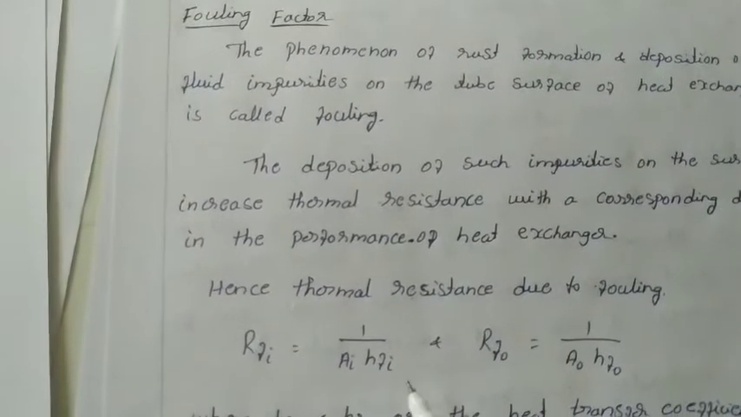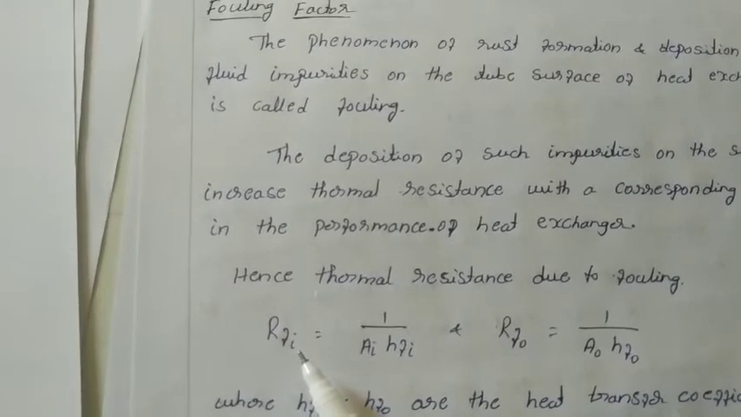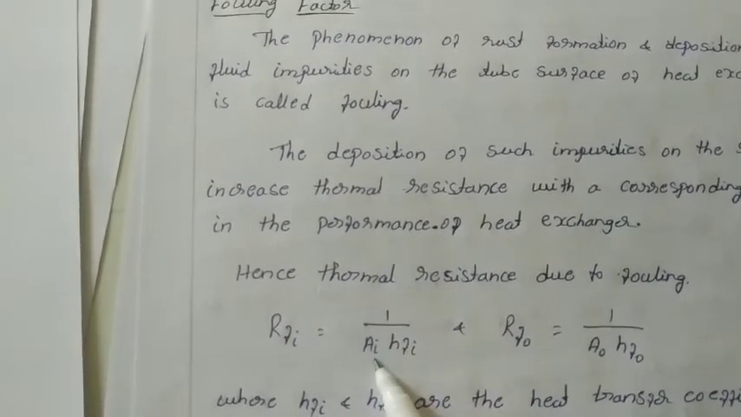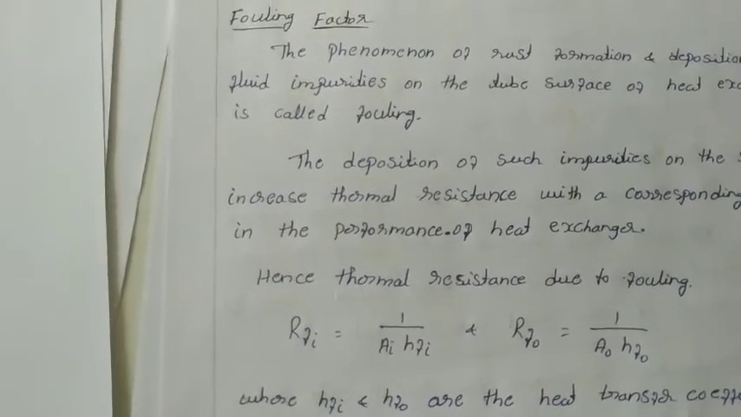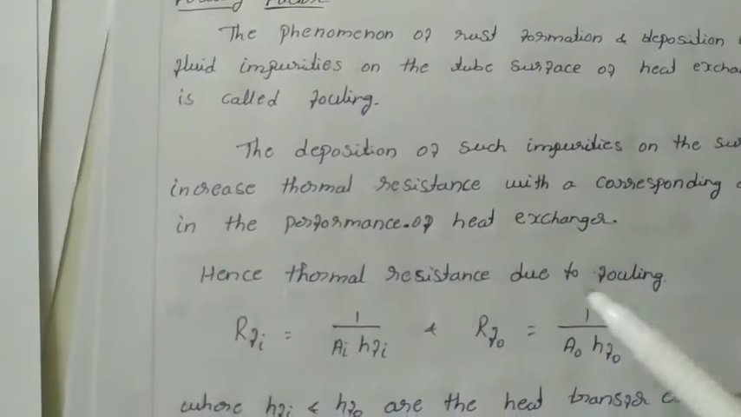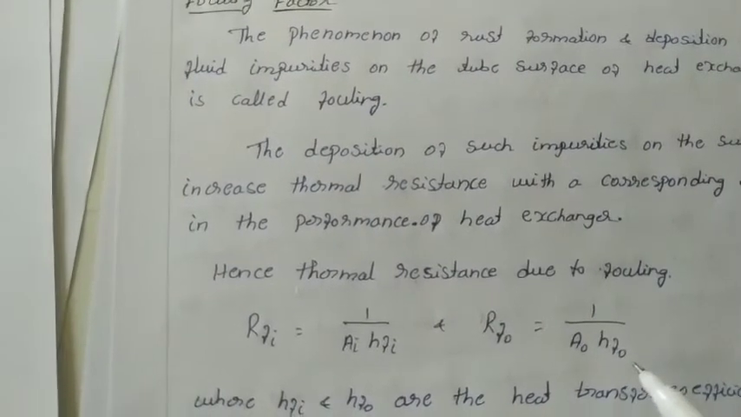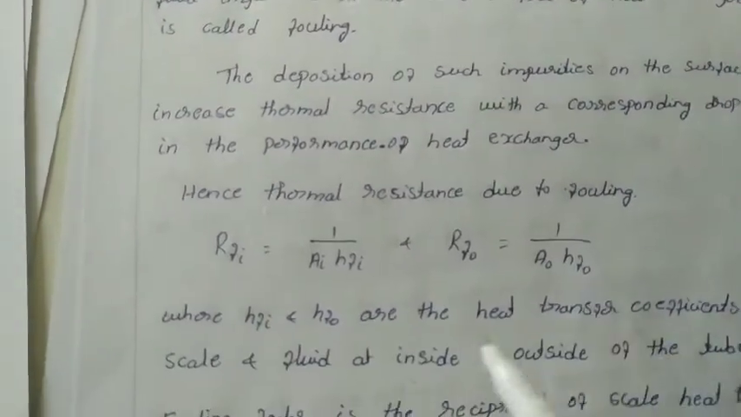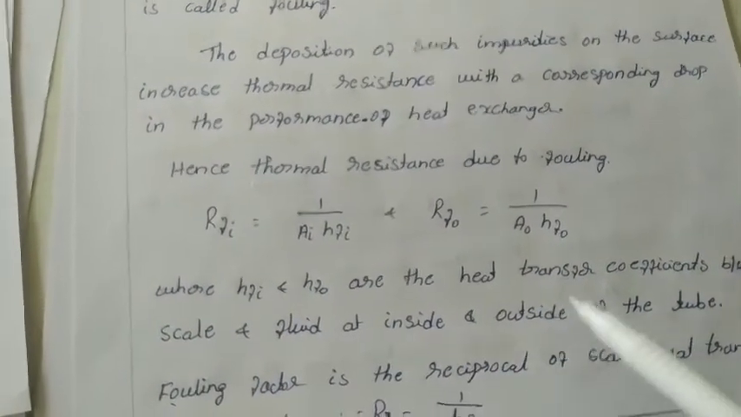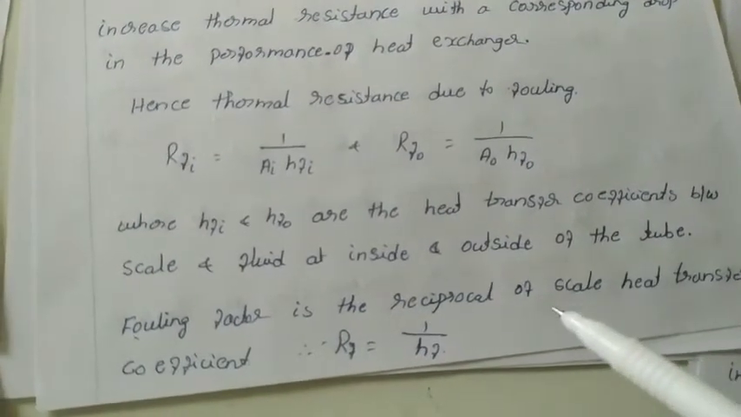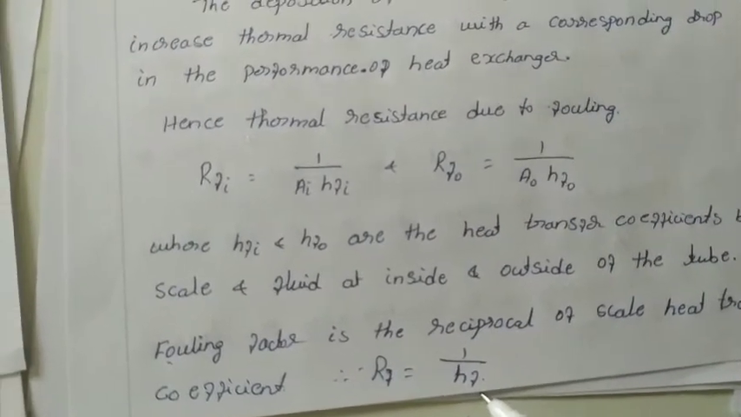So hence it offers a convection resistance, which we call RFi, that is the resistance of the fouling factor on the inside. So this becomes 1 by HFi into A. HFi is the heat transfer coefficient of the fouling factor, that is the impurities, and at the same time RFo is the resistance of the fouling factor on the outside, equal to 1 by Ao into Ho. Here Hfi and Hfo are the heat transfer coefficients between the scales and the fluid at the inside and outside of the tube, and the fouling factor represents the reciprocal of the heat transfer coefficient, that is Rf is equal to 1 by Hf, the fouling factor.